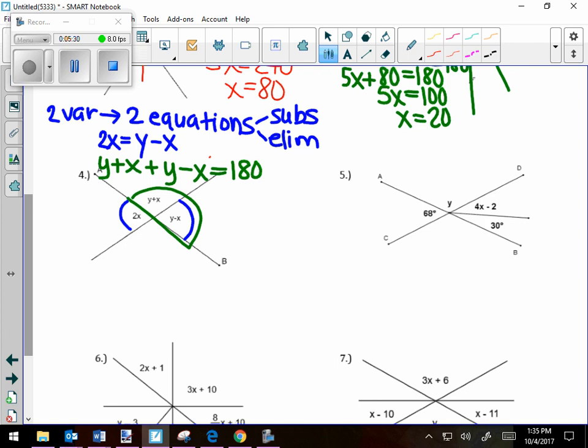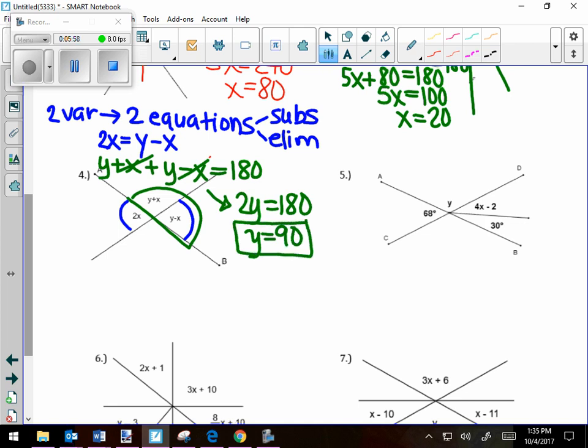If I'm working with the second equation, the green one, notice that the plus x and minus x cancels out, so I get 2y equals 180. I actually don't even have to do a whole big process with substitution or elimination because it sets up to be elimination automatically. The x's cancel out. So when I go through now and solve, I find out that y is 90.